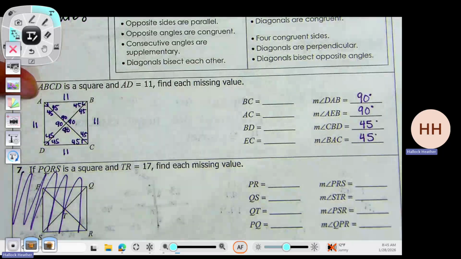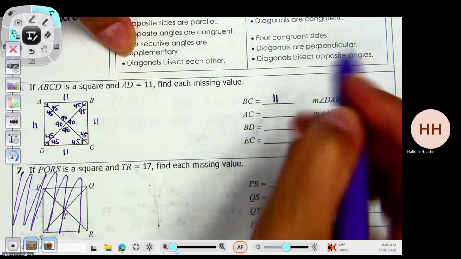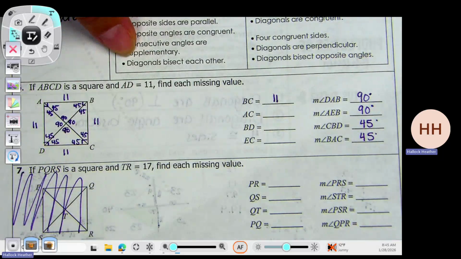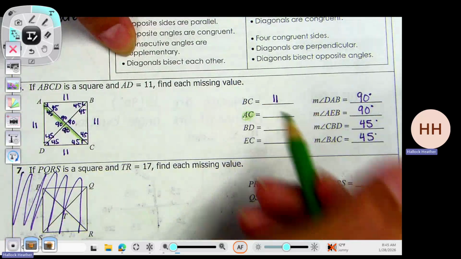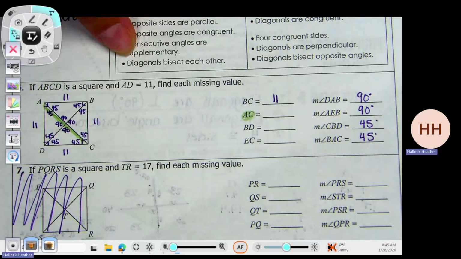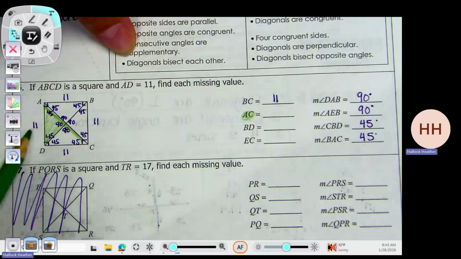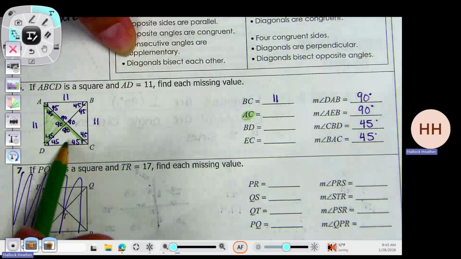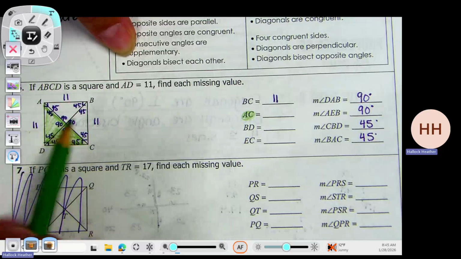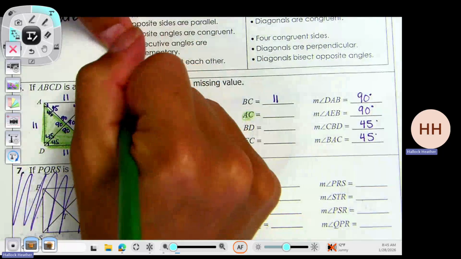Okay, so angles are done. That's the hard part. How much is BC? 11. How can I find A to C? Pythagorean theorem. You need a right triangle. You cannot just use one of the small right triangles because you only have the hypotenuse. You don't have the length of these sides. So you need to go all the way across to use the whole right triangle. We're going to use 11 and 11, and then C is what we're trying to find.